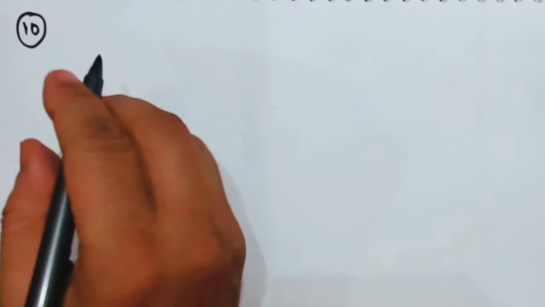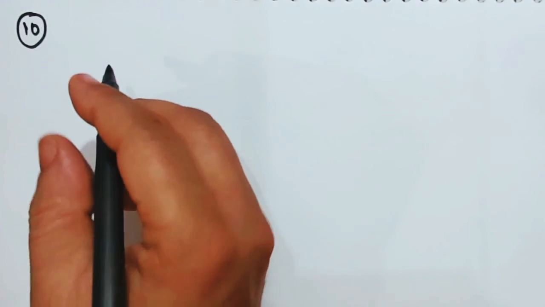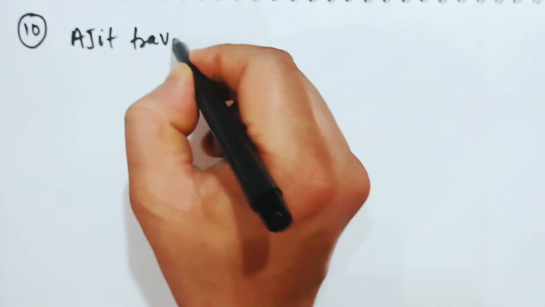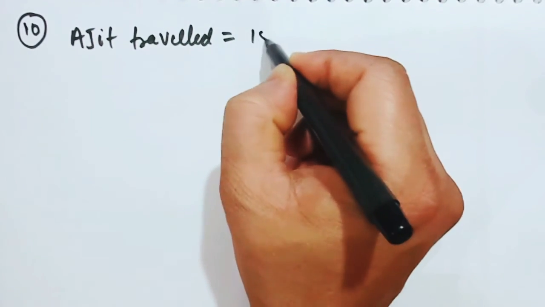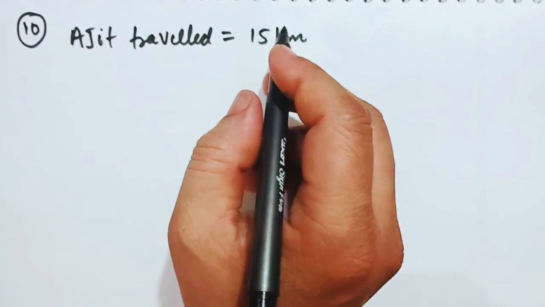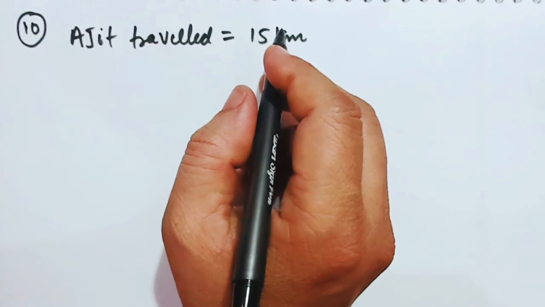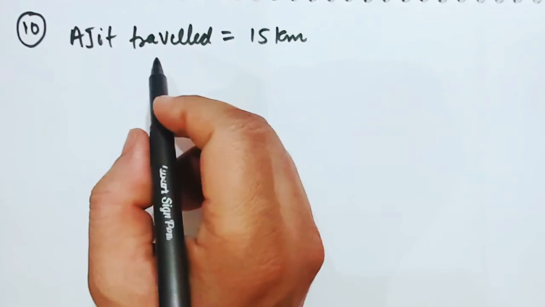Since you people have used up your patience over here, why not watch a few minutes more. When Ajit traveled 15 kilometer, he found that 1/4 of the journey was still left. Okay, so in number 10 they say that Ajit traveled is equal to how much? 15 kilometer. And they say that when Ajit traveled 15 kilometers, he found that 1/4 of the journey was still left. Okay.